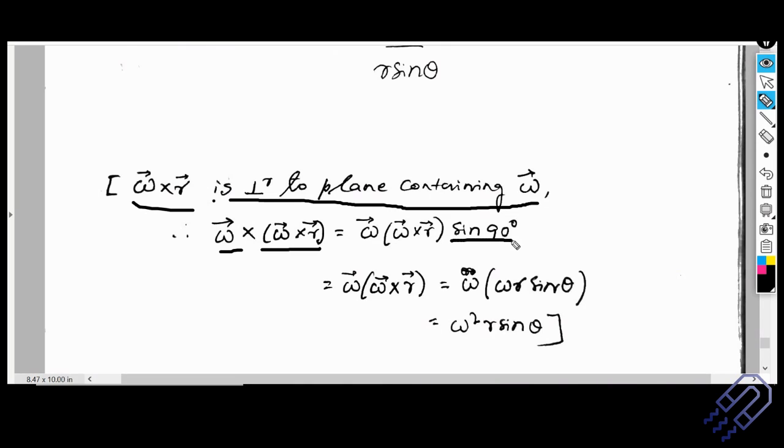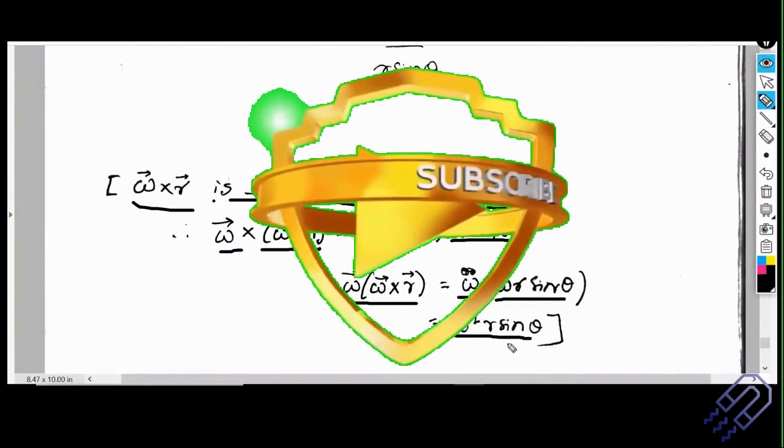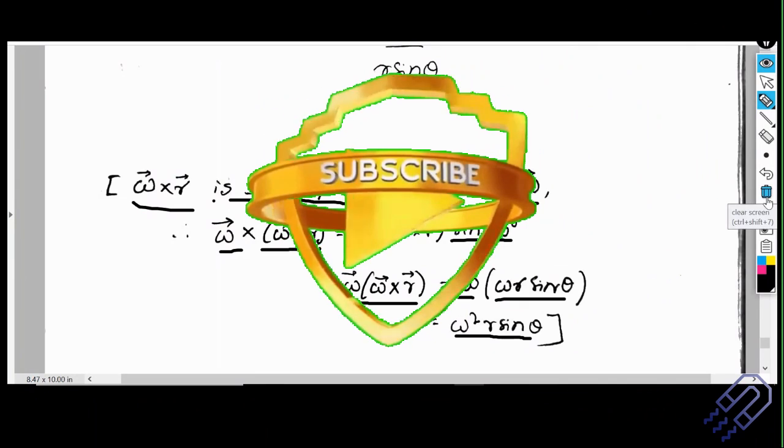So it is sine of 90 degrees, and sine of 90 is 1. So you can simply write it as omega bar cross r, and omega cross r can be written as omega r sine theta. So it is omega square r sine theta. You've got rid of the cross products now. We have just written it in terms of the angle. So omega square r sine theta. Now you can just go back.